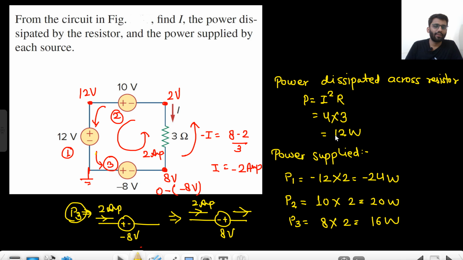So now 12 watt power is dissipated across this resistor and 24 watt is absorbed by this. So total power absorbed is 24 plus 12, 36. And what is the delivered power? 20 plus 16, 36. So delivered equals absorbed. Across the resistor we have 12 watt. P1 is absorbing power of minus 24 volt. P2 and P3 are delivering power of 20 and 16. So that's it. Is that it?